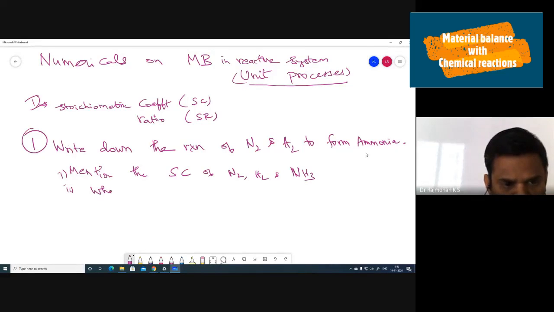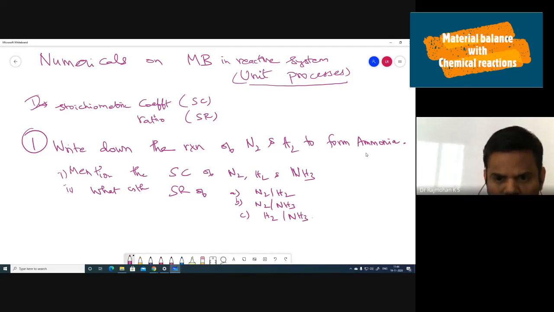And then second part, what are the stoichiometric ratios of A, N2 by H2, B, N2 by NH3, and C, H2 by NH3.